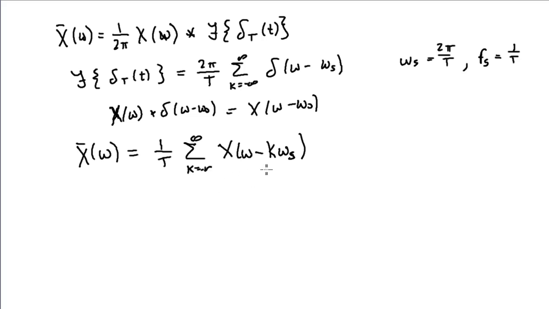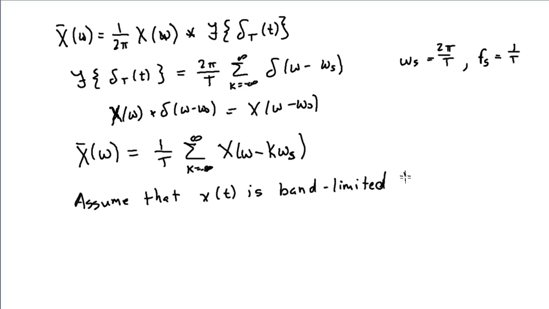In order to get an idea of what this spectrum might look like, we're going to first consider the case where x of t is band limited. So we'll assume that x of t is band limited to frequencies less than what I'll call capital B hertz.